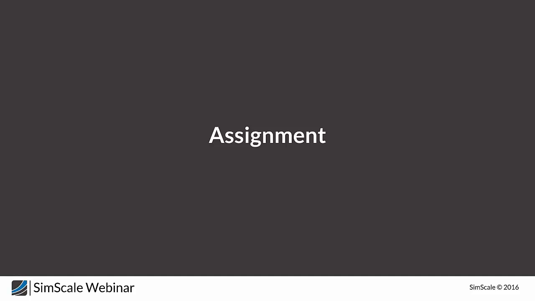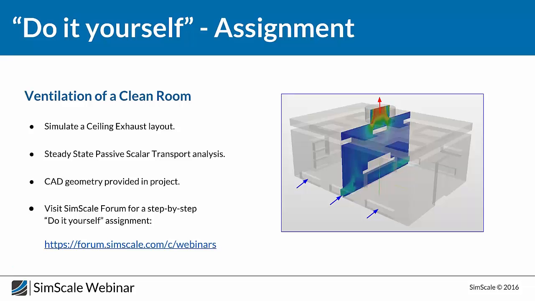Okay, so now let's have a look at the assignment that we have. We've prepared a similar case. We have a ventilation in a clean room for you. This case is quite similar. So what you have to do is simulate a room that has the exhaust in the ceiling. So completely opposite of what we had in the cases that I just presented to you. So we have a ceiling exhaust layout.